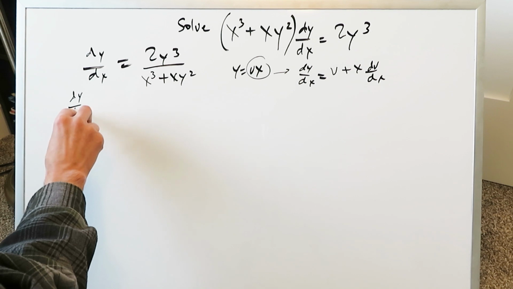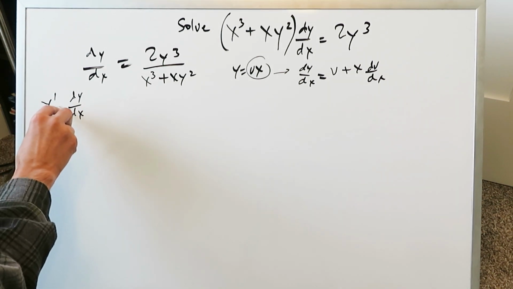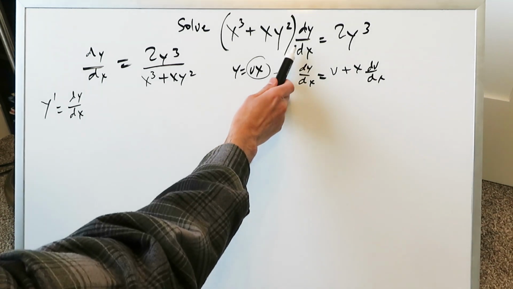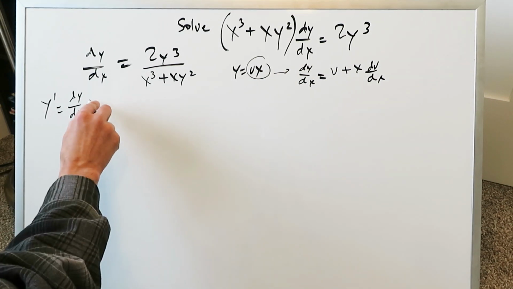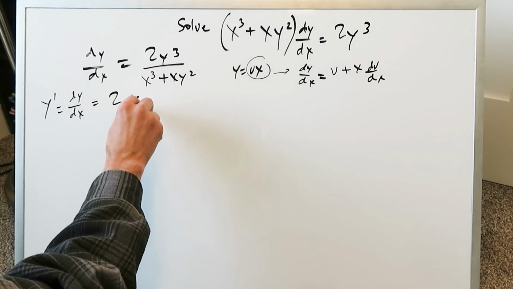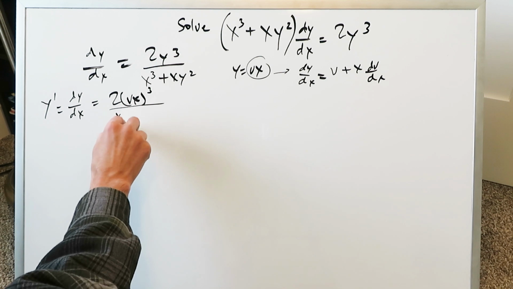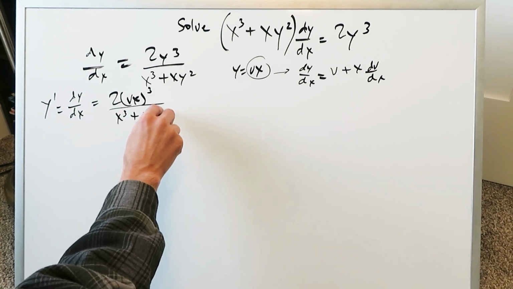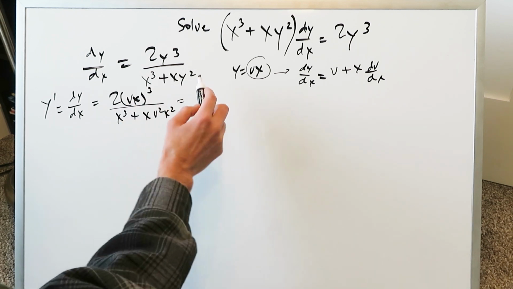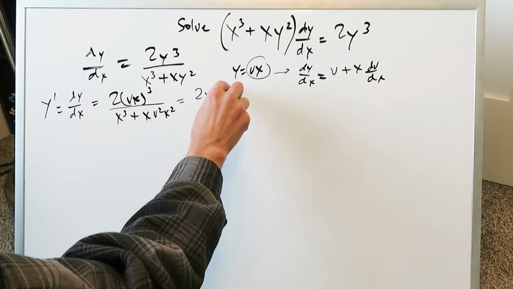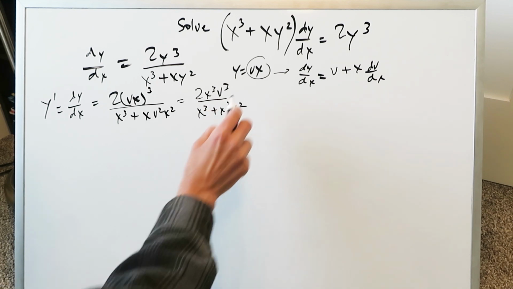You have a dy over dx. Remember, dy over dx is synonymous with y prime, so you could have had this question with a y prime. It would mean the same thing. Anyhow, that is equal to 2vx whole cubed, because y is now being substituted for vx. You have x cubed plus x times v squared x squared. When you clean this out, you have 2x cubed v cubed over x cubed plus x cubed v squared.